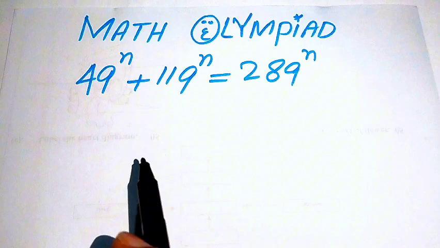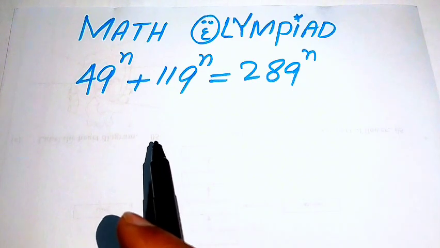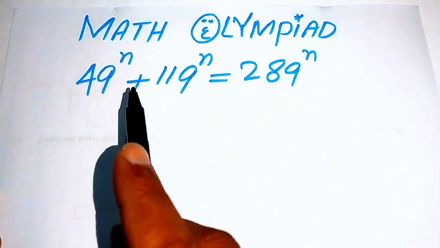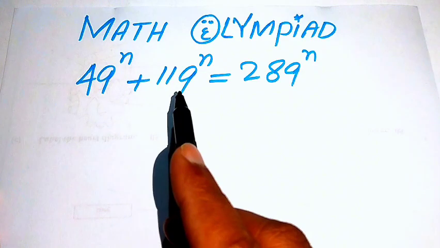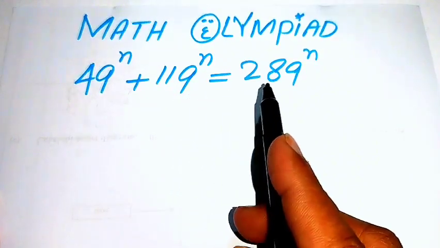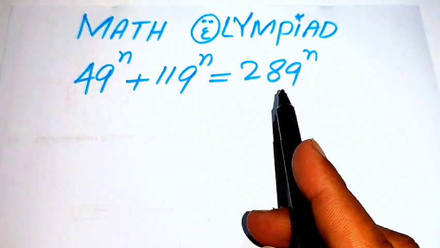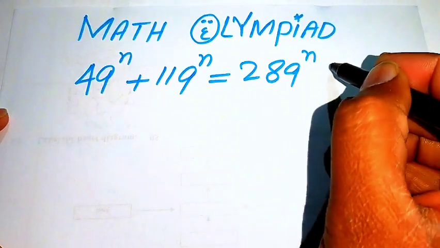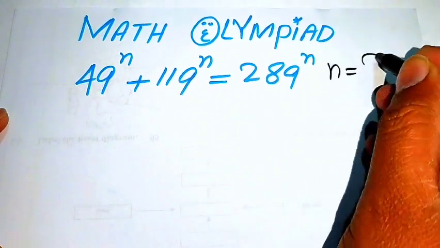In this video, we are going to solve this nice math Olympiad exponential equation problem. So here we have 49 to the power of n plus 119 to the power of n equals 289 and its whole power n. So in this question, we find the value of this n.